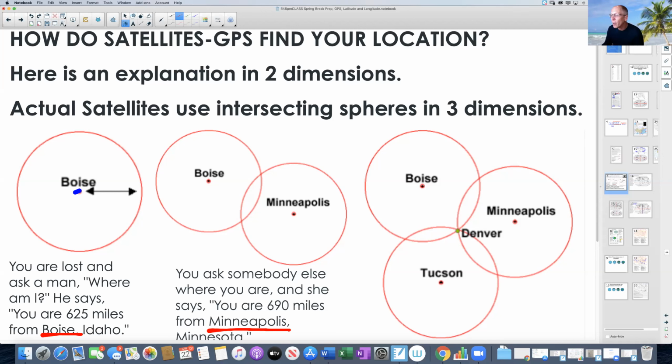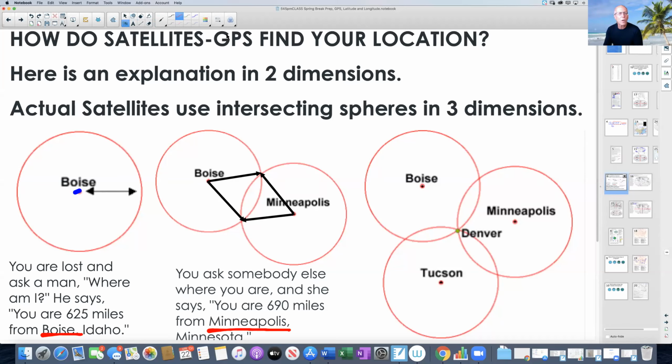Claire, what do you think? Because you know that you're 625 miles from the first one and 690 miles from Minneapolis. Well, that's not really helpful information because you could already be in Minneapolis, you could be on the edge of Minneapolis. But they're connected in circles.